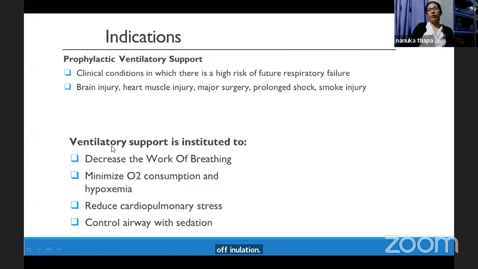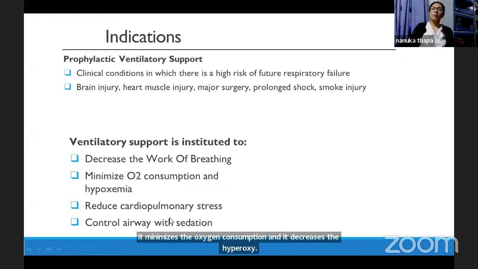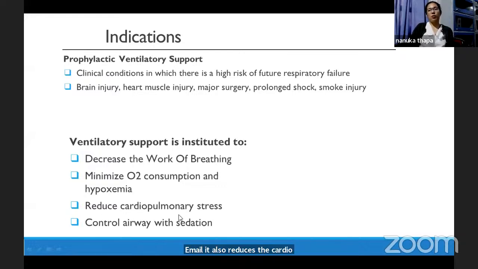Now, what is the purpose of ventilatory support? It decreases the work of breathing so that the muscles do less work and the patient gets time to rest. It minimizes the oxygen consumption and it decreases the hypoxemia. It also reduces the cardiopulmonary stress. This is the stress that occurs on the heart due to a stressed respiratory system. There are conditions where we have to give deep sedation to the patients. And in such conditions, we can lose the airway if the patient is not intubated.